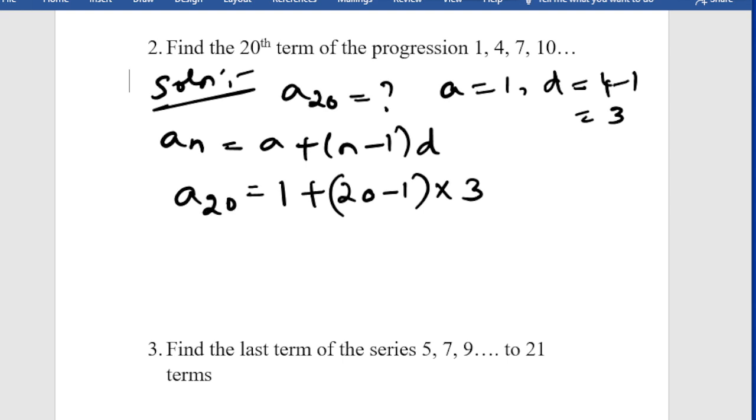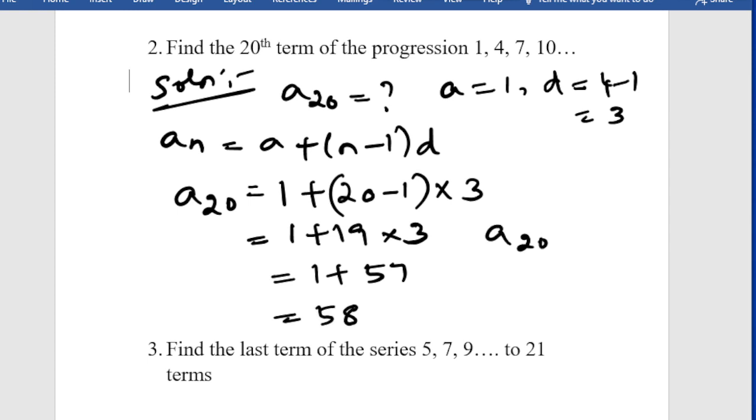a20, we are finding the 20th term. So it is 1 plus 19 multiplied with 3, 1 plus 57, which is 58. Therefore, the 20th term is 58.